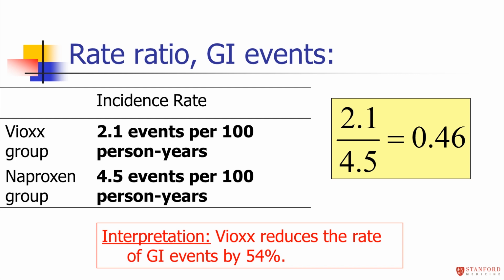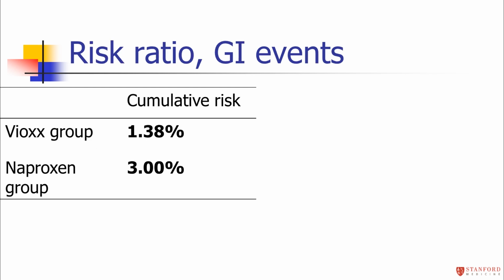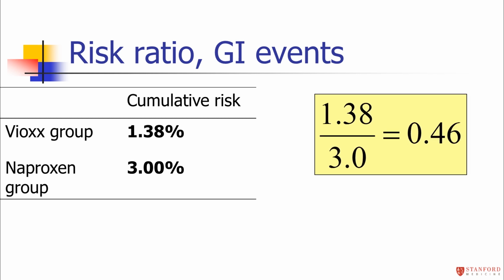I got that 54% simply by subtracting 1 minus 0.46. So that's a 54% reduction in the rate of GI events. If I want to calculate the risk ratio for these same data, I'm just going to divide the risk in the Vioxx group by the risk in the naproxen group. Interestingly, I get exactly the same number here, 0.46.